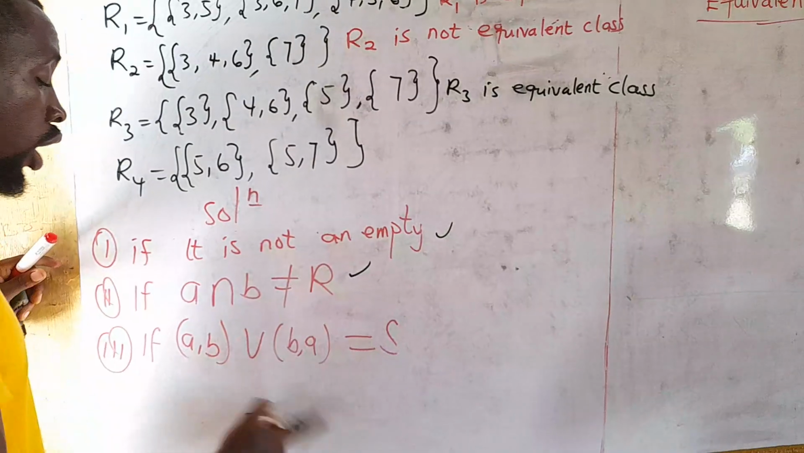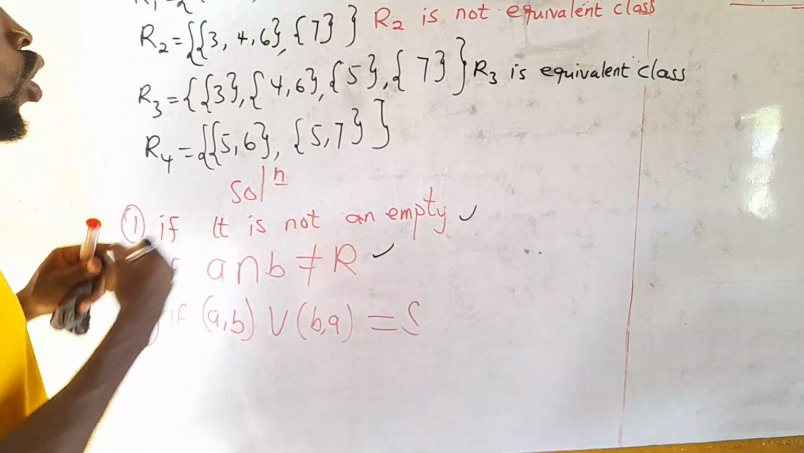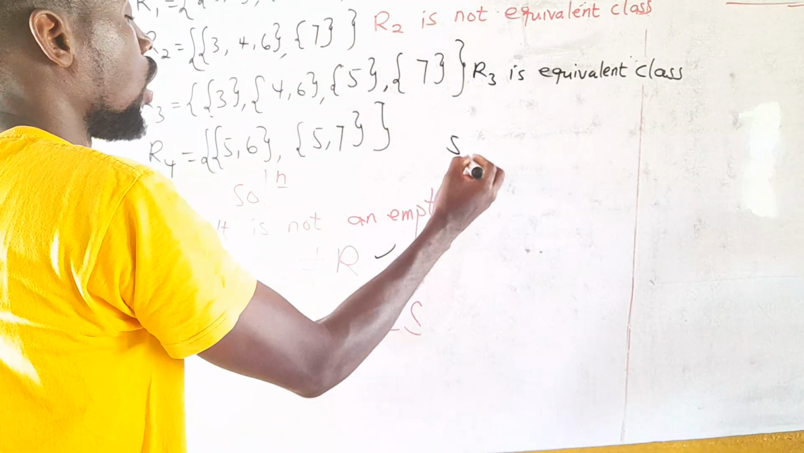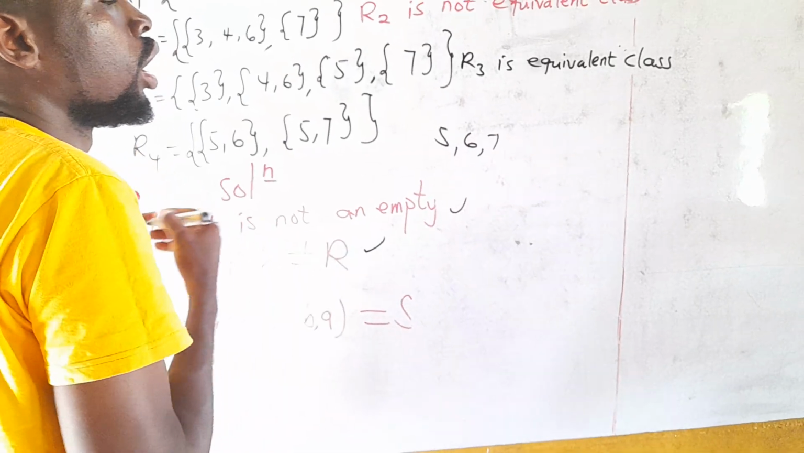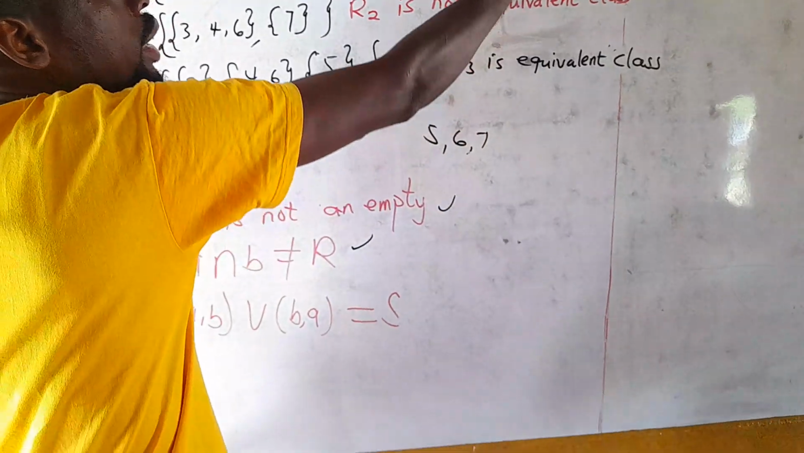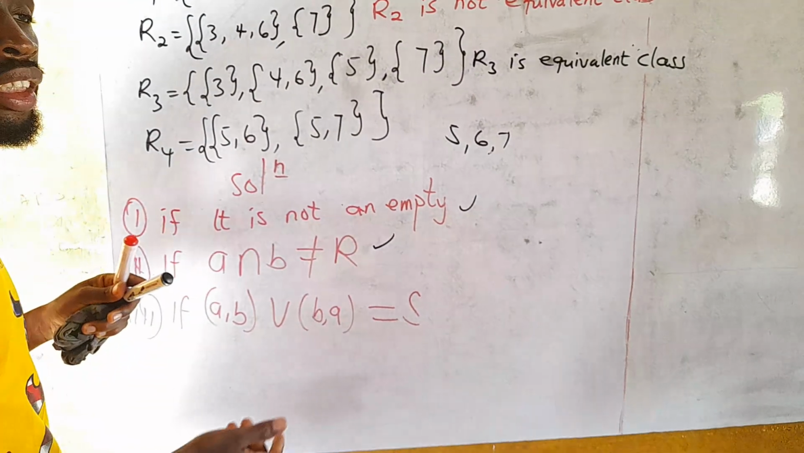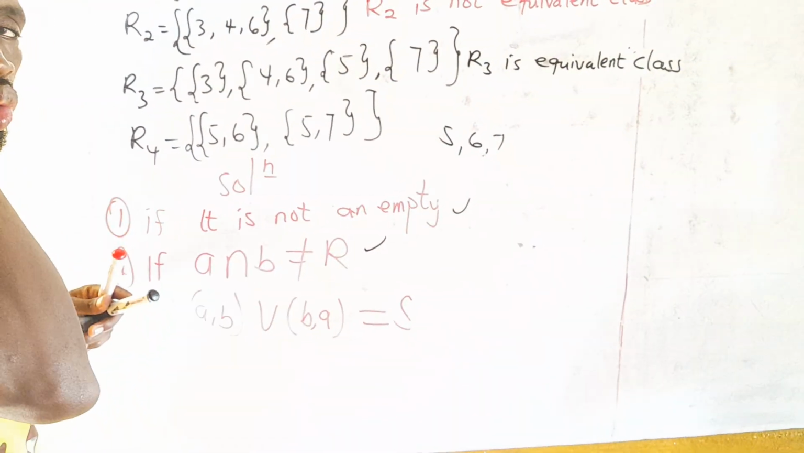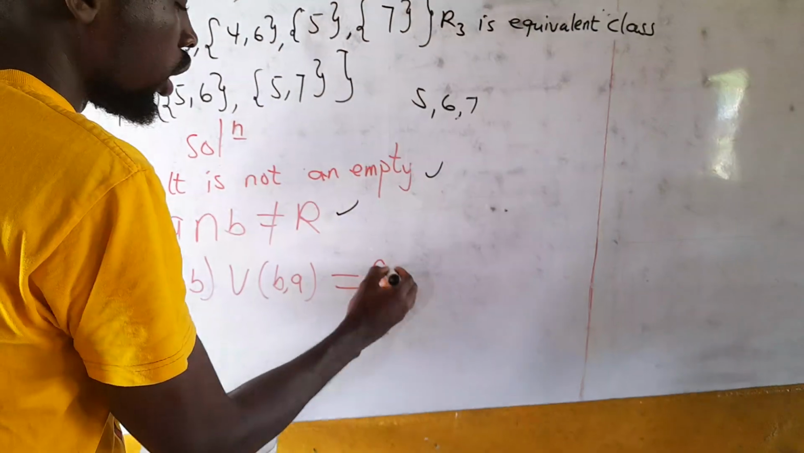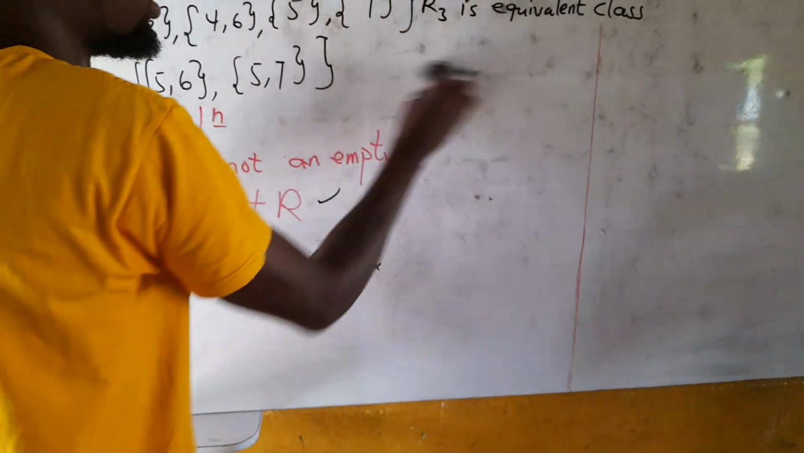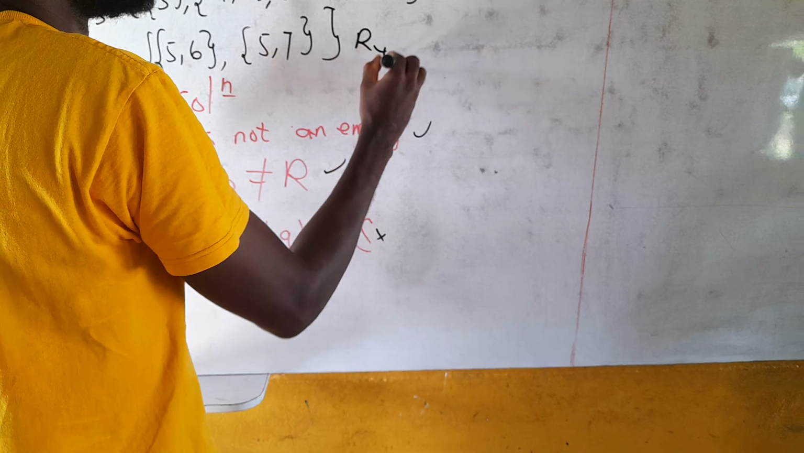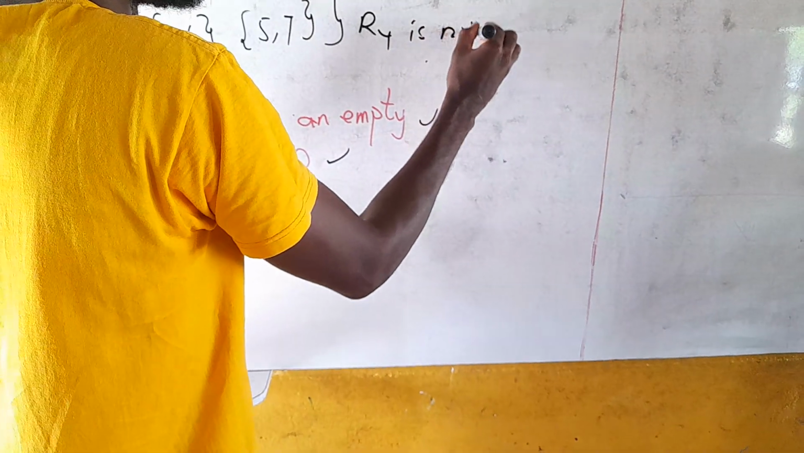So we check for the union. When we put them together, we get {5, 6, 7}. Is {5, 6, 7} the same as the set {3, 4, 5, 6, 7}? No. 3, 4 is missing. Then it is not equal. Since it's not equal, that condition is not satisfied. Then we can say R4 is not an equivalence class.